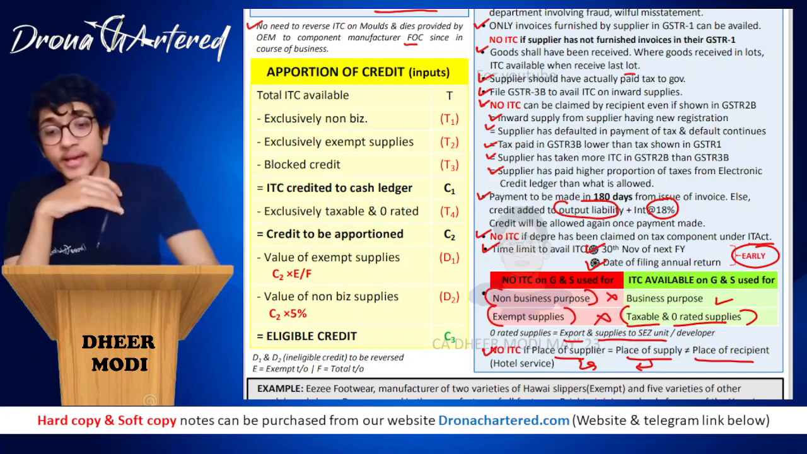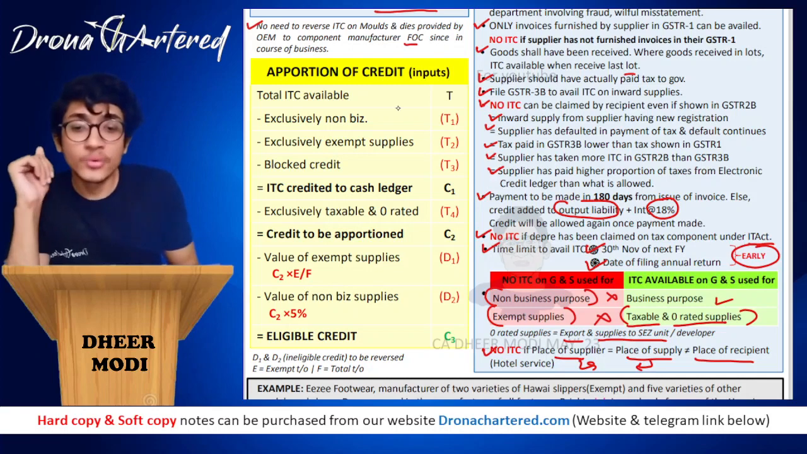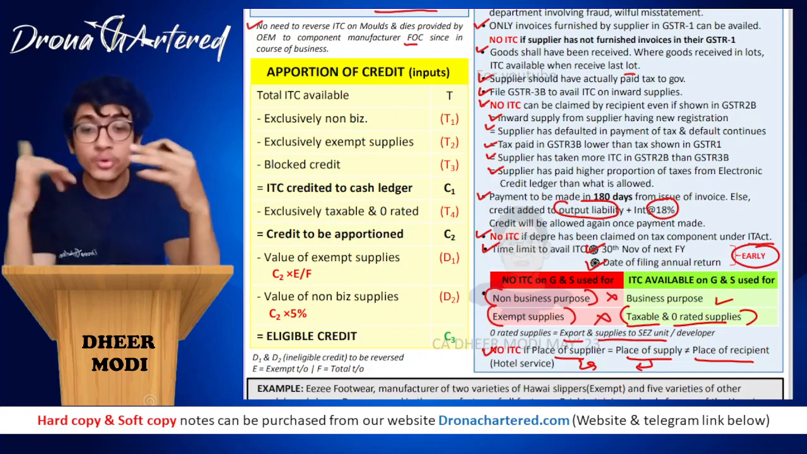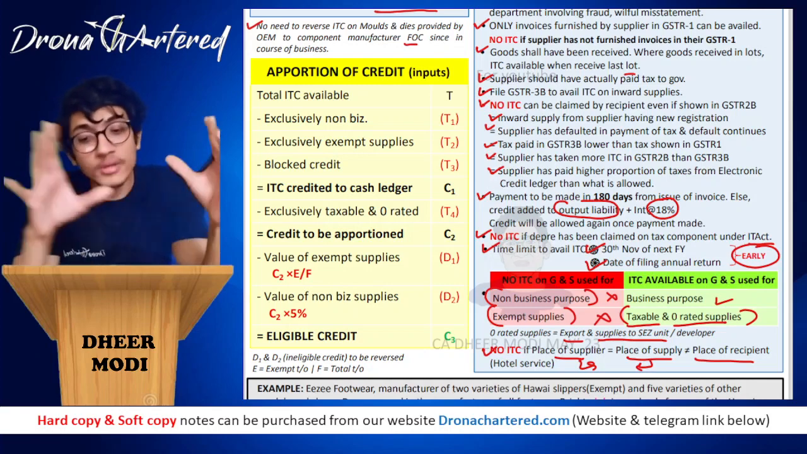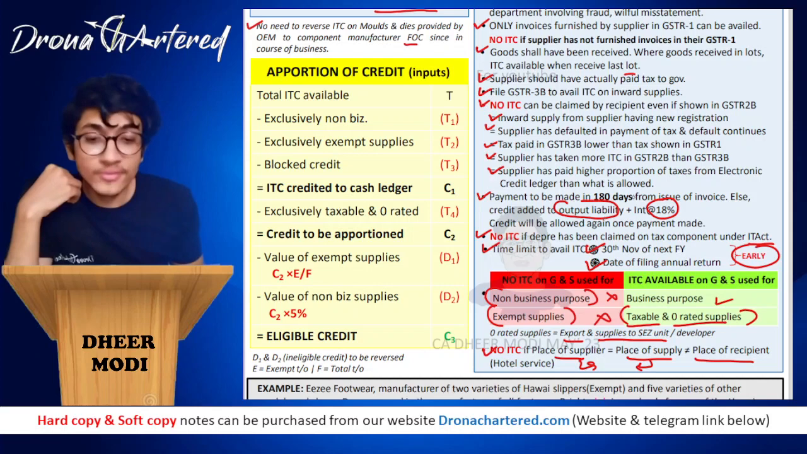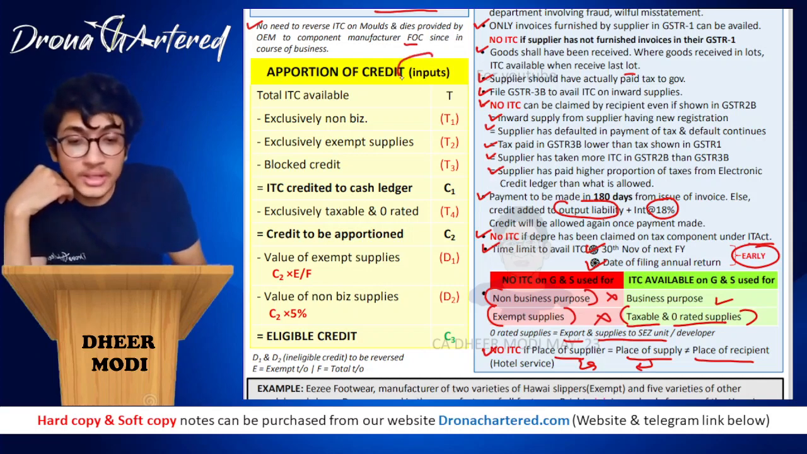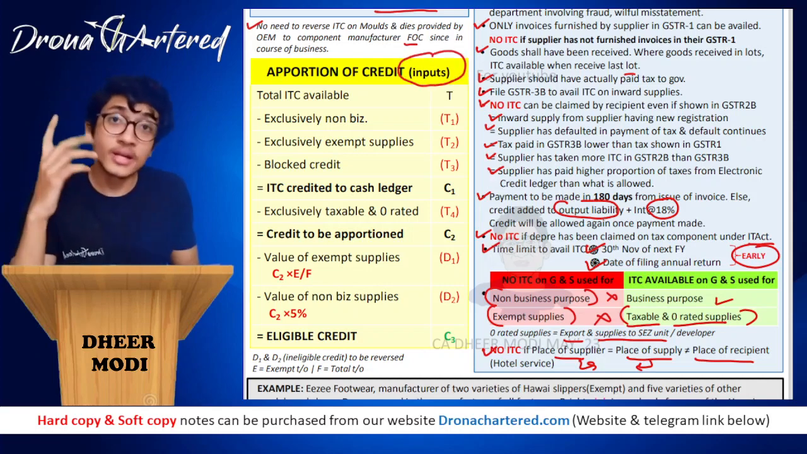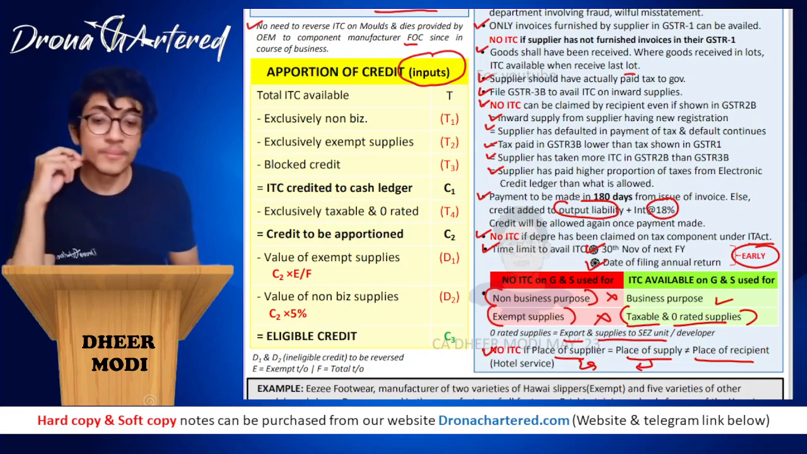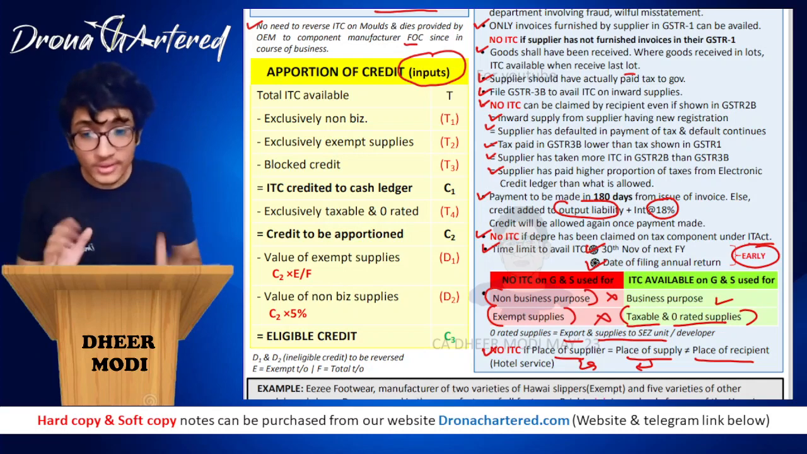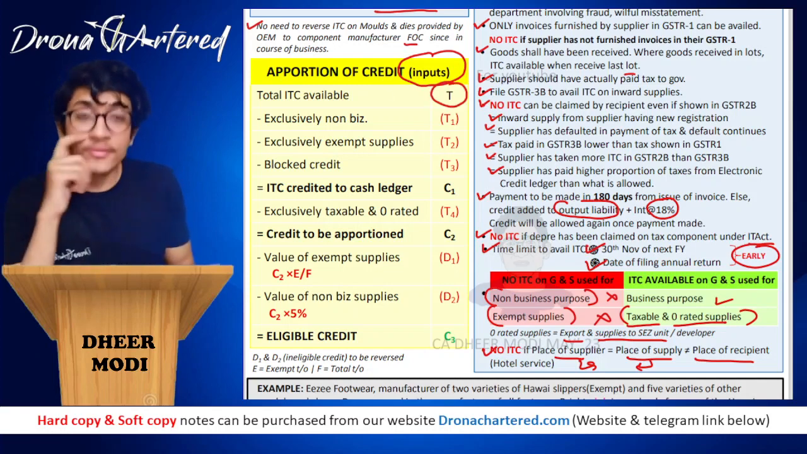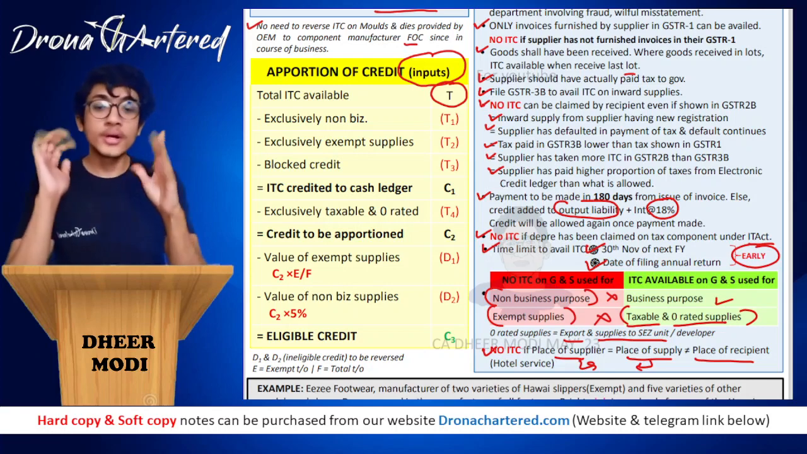Okay. Now, the next part that a lot of students get confused about is apportionment of credit. That is, when you buy goods which are being used for all of the purposes, how do you distribute credit? So this is apportionment of credit for inputs that you use. There is a separate table for machinery, etc. So if you use inputs, first is total ITC available, that is whatever ITC that you have received, in full, everything, this is your T.